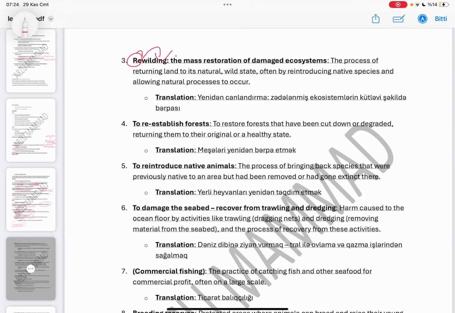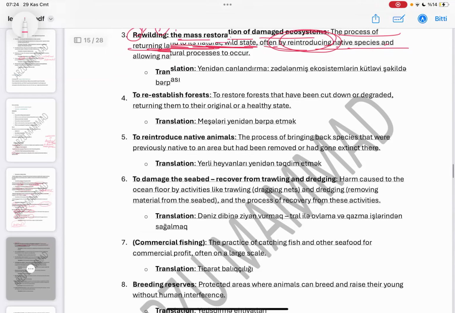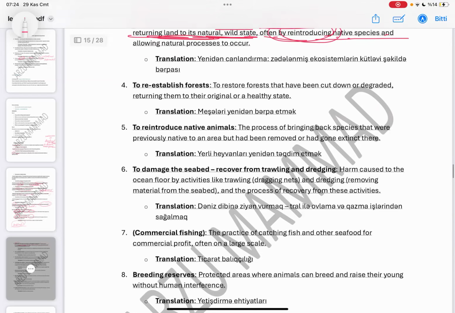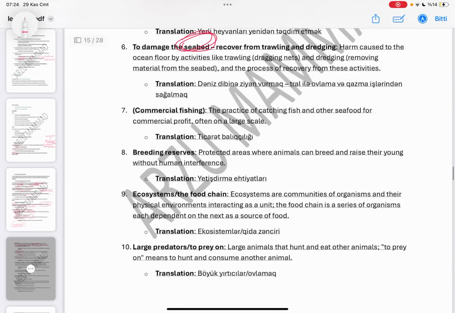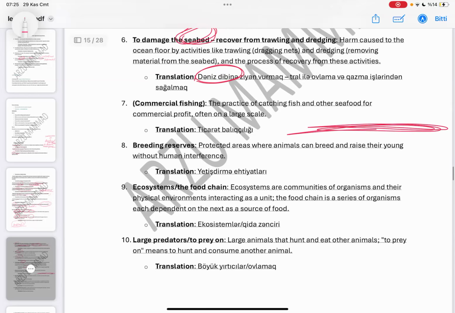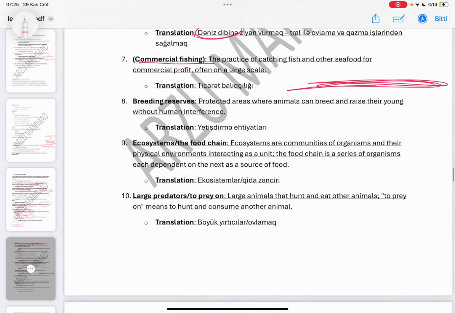Rewilding, the mass restoration of damaged species, the process of returning land to its natural and wild state, often by reintroducing native species, for example. Re-establish forests, like the opposite of deforestation. Reintroduce native animals. Seabed, like you can see, it's like the bed, the bottom part of the sea. Commercial fishing, it's very easy. Breeding, like we have already discussed the meaning of this one.